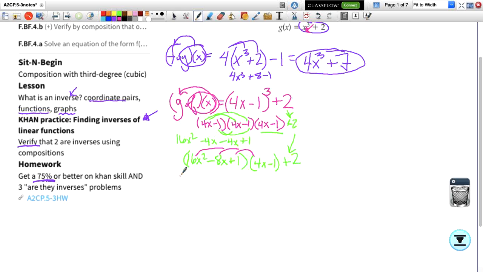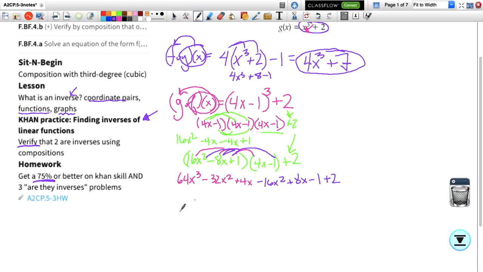So 4 times 16 is 64, and then x times x squared is going to be x to the third. I add those powers. 4 times negative 8 is negative 32x times x is x squared, and then 4x times 1 is going to be a plus 4x. Now I'm going to take that 1, okay, and I'm going to do the same. I'm going to send it here and here and here, okay? And that's really just going to change my signs. I'm going to have a negative 16x squared. I'm going to have a positive 8x. And I'm going to have a negative 1, and I'm going to bring down this plus 2.